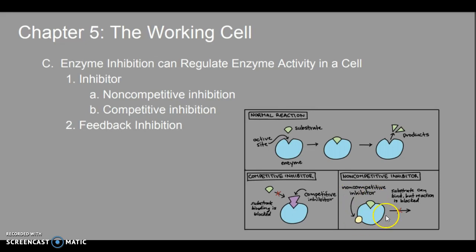So although in this situation the actual substrate can still bind to the enzyme, the desired product will not be made because it's not having that induced fit anymore, because of the conformational change that has been brought about by this non-competitive inhibitor. However, in competitive inhibition, the competitive inhibitor is competing directly at the active site.